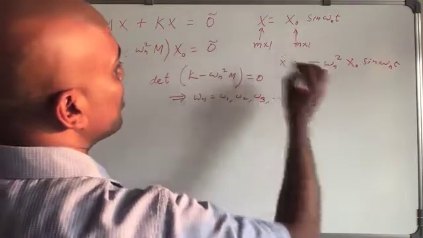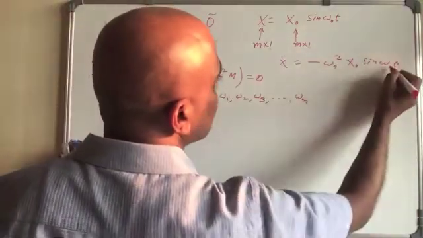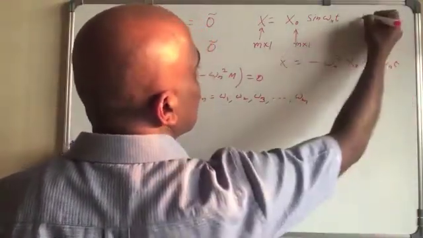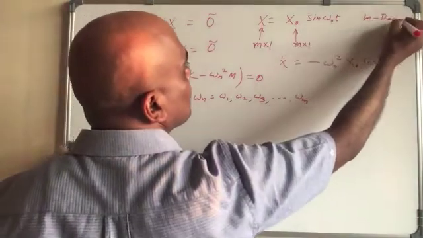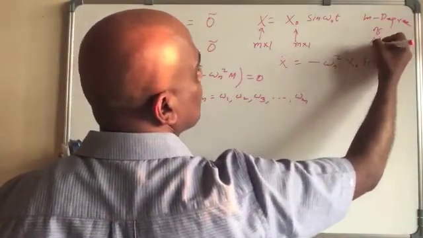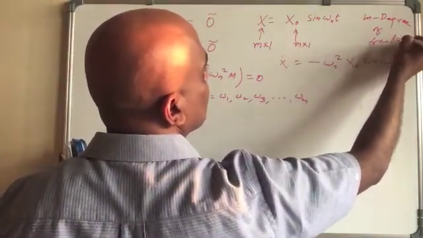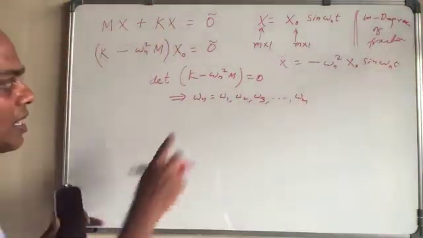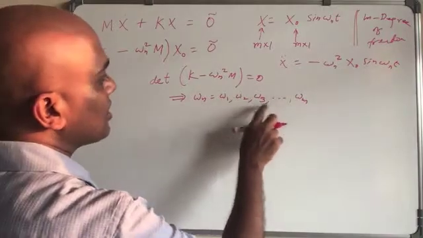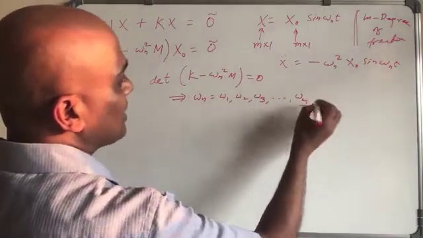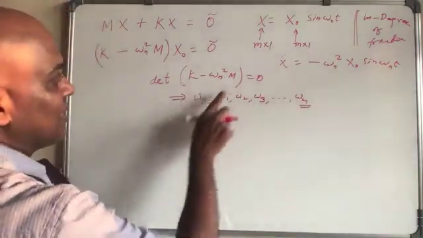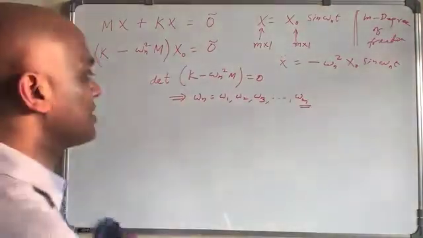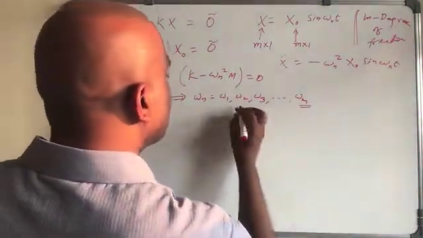So this is an m degree of freedom system. So omega n equal to omega 1, 2, 3 till m, because there is an m degree of freedom system, and we will get these by solving this one. So these are the natural frequencies.